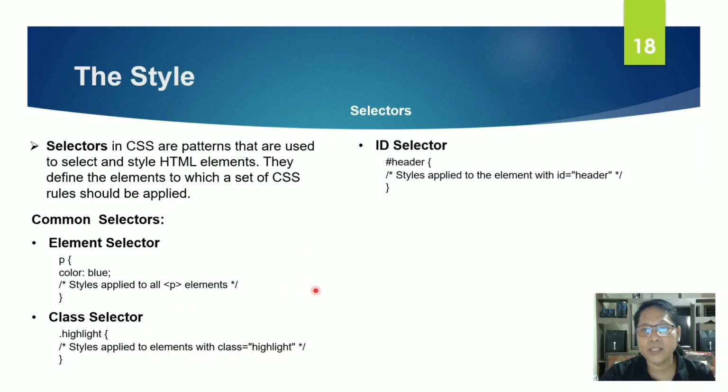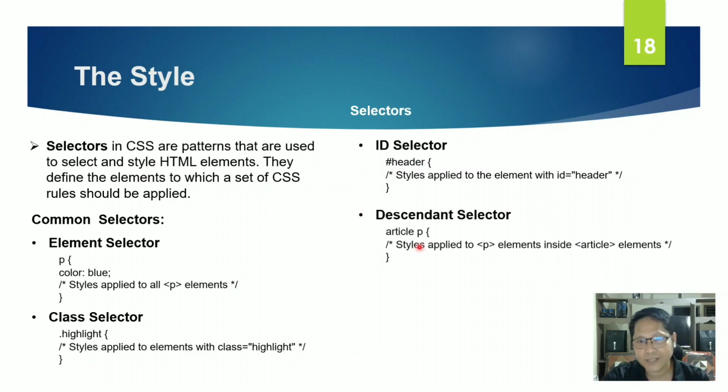Next we have the ID selector. The ID selector uses the number sign, or the hashtag sign, or I think this is the sharp sign, followed by the value of the ID, which is the header. So, hashtag header. This is an ID selector.